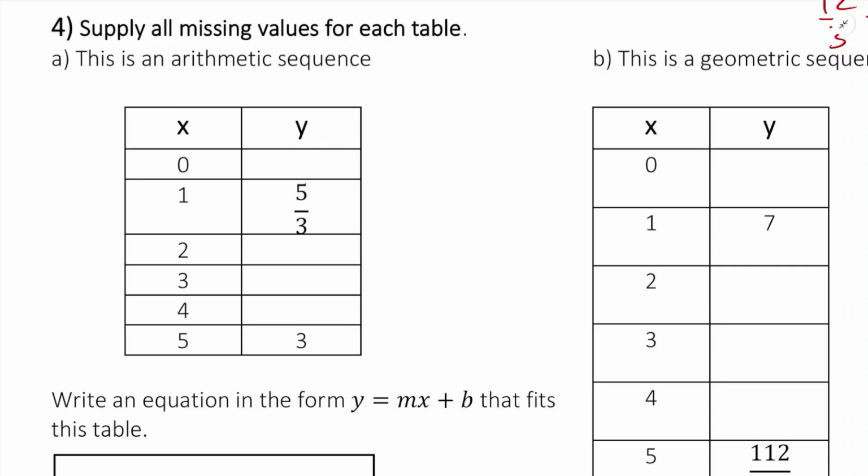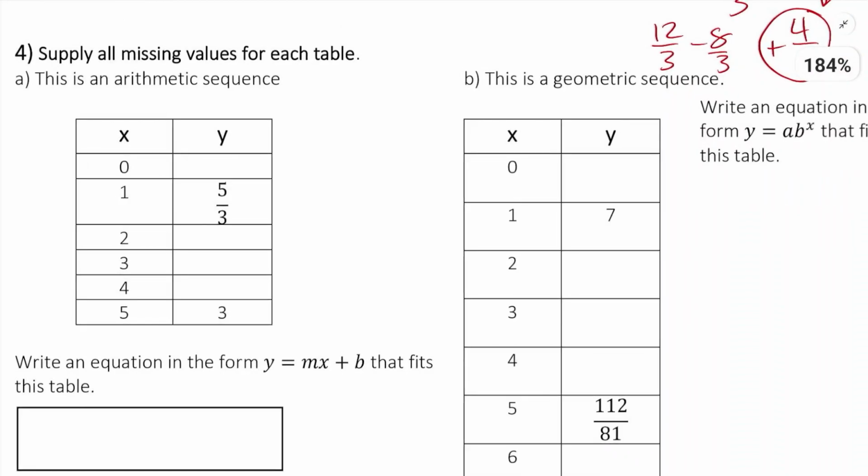So on question 4, we're given two partial tables, and we are told that A is an arithmetic sequence. That means that we're growing by an equal amount for equal intervals. So every single time x increases by 1, the y values are increasing by the same exact amount.